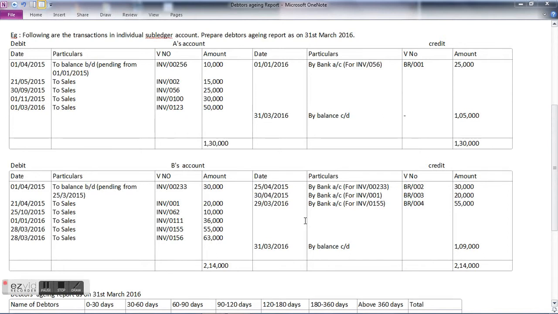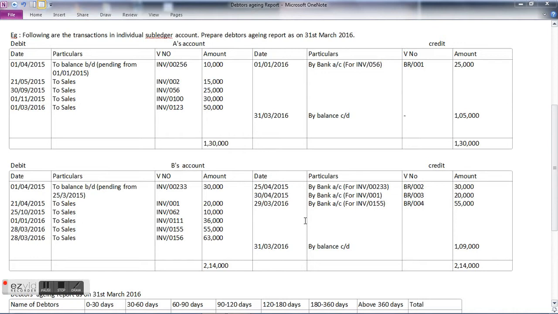Usually practically what happens is nowadays all the books of accounts are computerized. So this debtors aging report is usually computerized, and it's calculated automatically as on a particular date. But let's see how the system calculates debtors aging report.